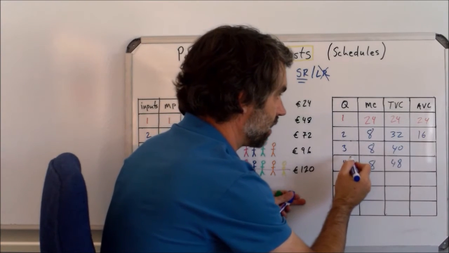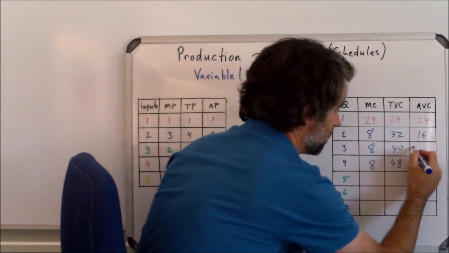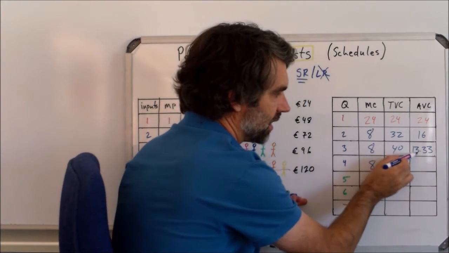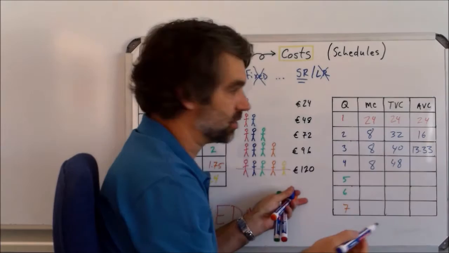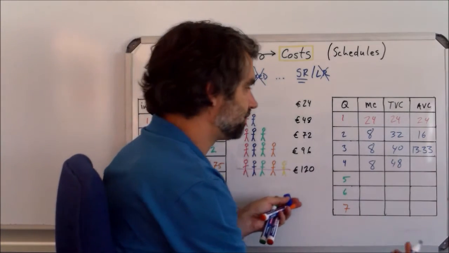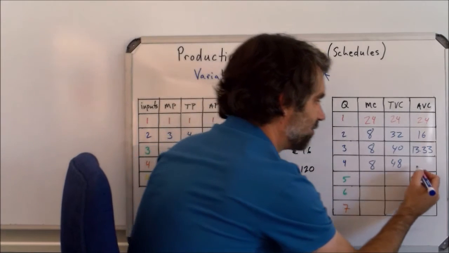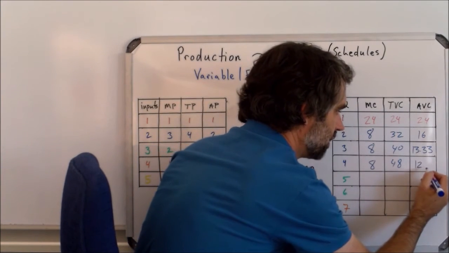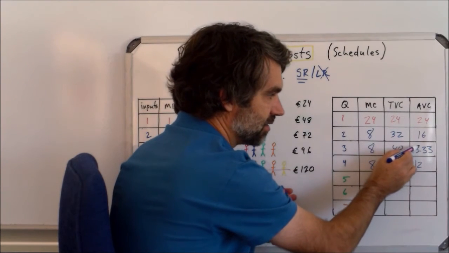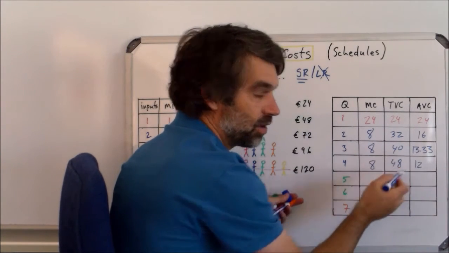40 divided by 3 is going to be 13.33. So this fell again, but it didn't fall by as much. This fell by 8, and this fell by only 2 2/3. 48 divided by 4 is 12. And again, we notice that it fell, but not by as much as it just did. This fell by 2 2/3. This fell by only 1 1/3.